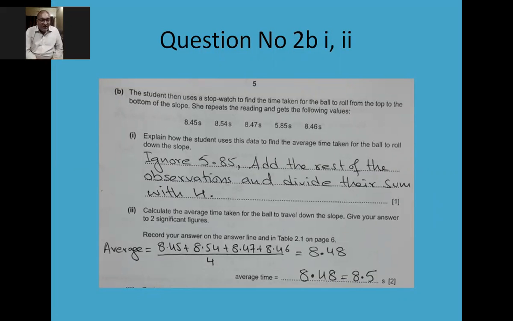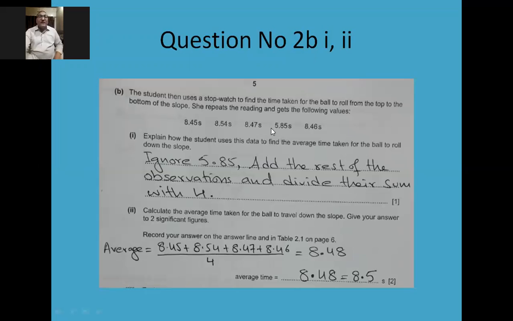Okay, so the B part of question number 2 is: the student then uses a stopwatch to find the time taken for the ball to roll from the top to the bottom of the slope. She repeats the reading and gets the following values. So you have to pay attention to these values. The first value is 8.45 seconds, then 8.54 seconds, then 8.47 seconds, and then 5.85 seconds. And the last reading is 8.46 seconds.